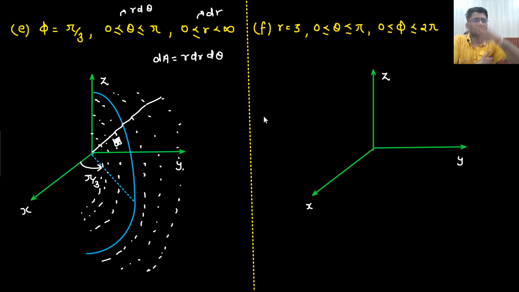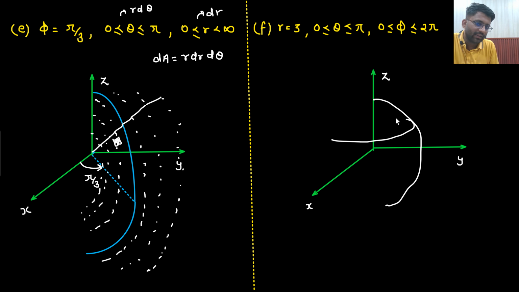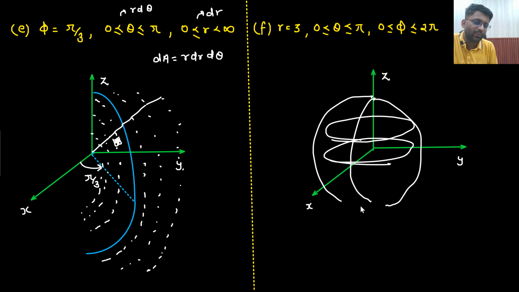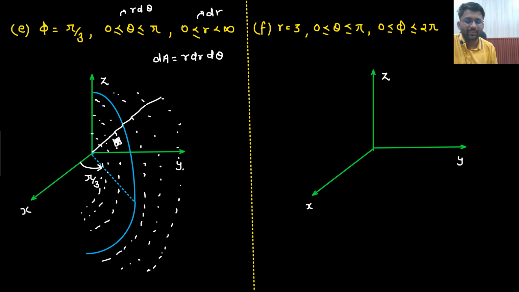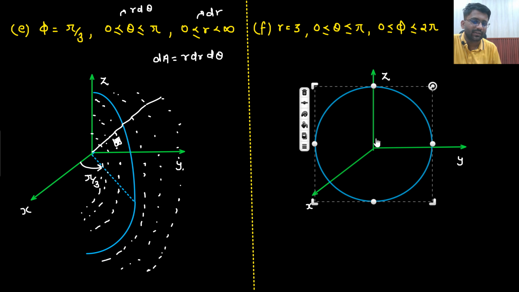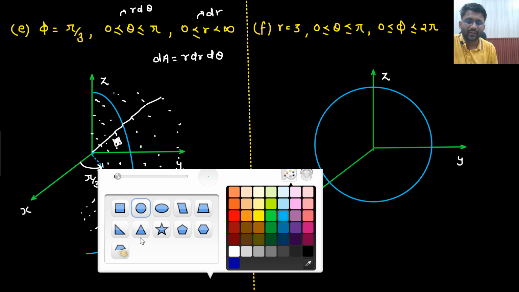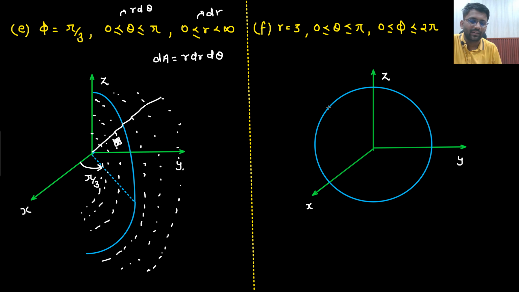Next, r equals 3, theta will vary, phi will vary. r is 3, which is fixed. Theta will go from 0 to pi, and phi will go from 0 to 2 pi. That means it will make a hollow sphere, right? It will be simply a hollow sphere. Only r is fixed, and the rest are all varying.